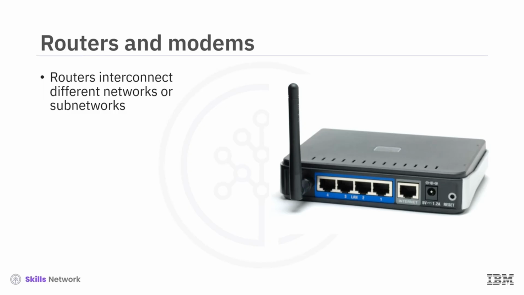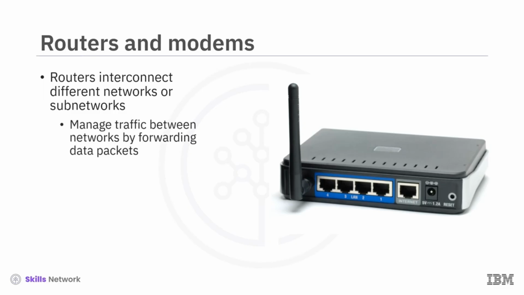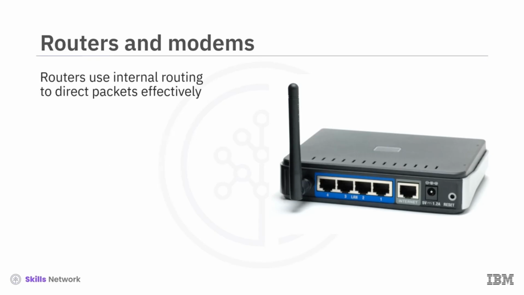A router serves two primary functions. They manage traffic between networks by forwarding data packets to their intended IP addresses, and they allow multiple devices to use the same internet connection. Routers connect to modems. To direct packets effectively, a router uses an internal routing table, which is a list of paths to various network destinations.